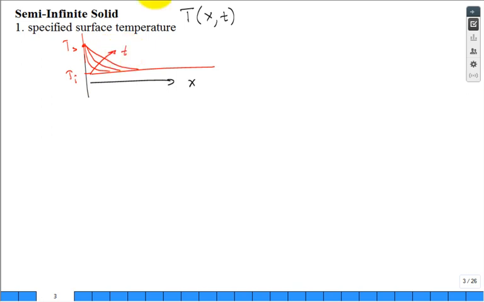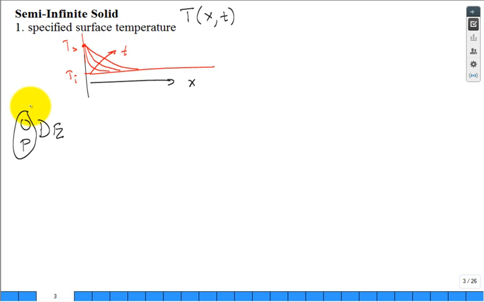Okay, what would be our governing differential equation to solve for the temperature? Well, first of all, would it be an ordinary or a partial differential equation? Should I put an ODE down or a PDE down?